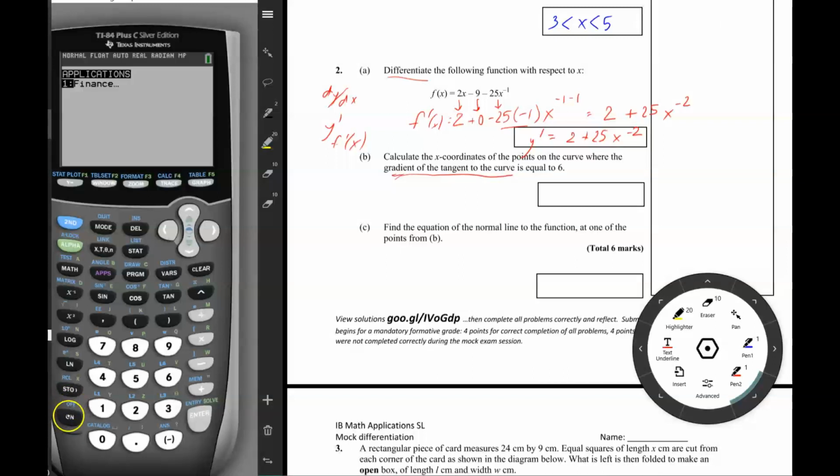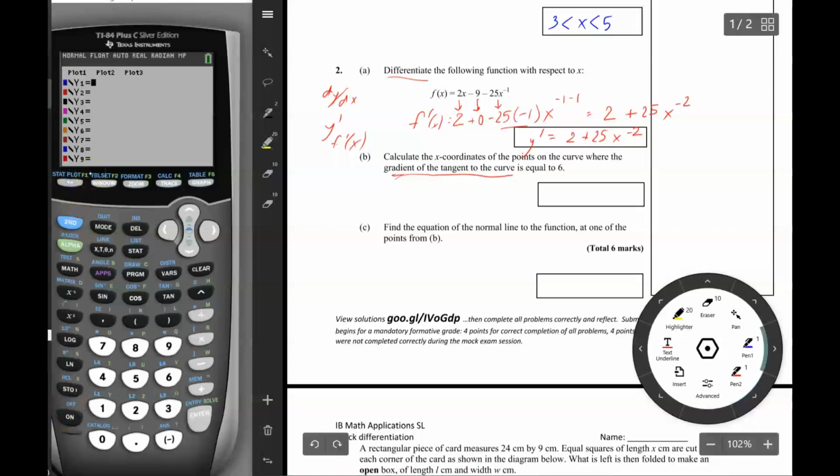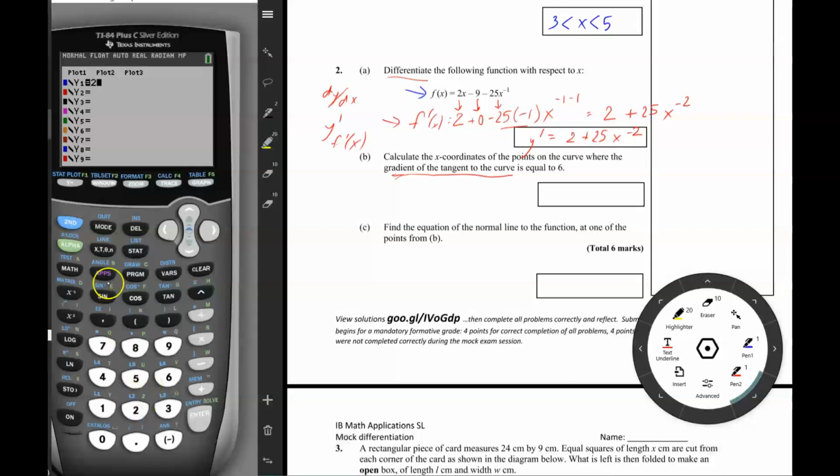So first I'm going to turn on my calculator. I'm going to go to y equals, and I'm going to put the blue function into y1, and then I'm going to put the red function into y2. So I'm going to put 2x minus 9, the original blue function, then 25x to the negative 1. And make sure you put this negative, not this negative, because the other one is a minus sign. That'll give you an error. And the derivative is the red function. It's going to be 2 plus 25x to the negative 2.